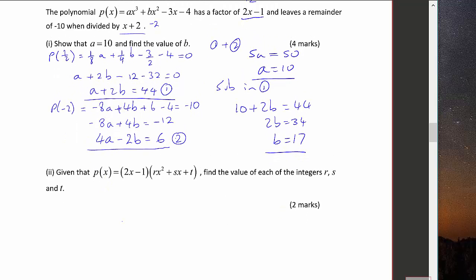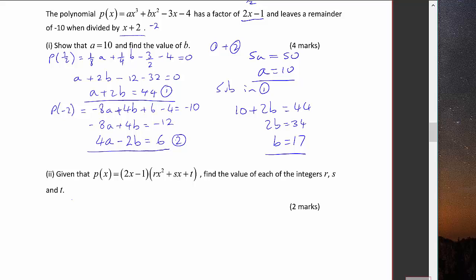We know that p of x is 10x cubed plus 17x squared minus 3x minus 4. And we're told we can write that as 2x minus 1 and then a quadratic. Well, if we're going to get 10x cubed here, this needs to be 5x squared at this end. If we're going to get negative 4, we need to have a plus 4 here. And I'm just going to say that's ax for now.